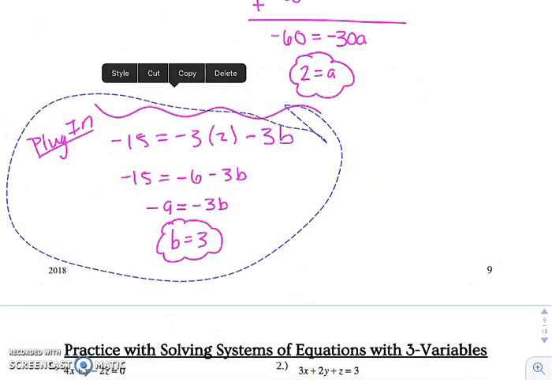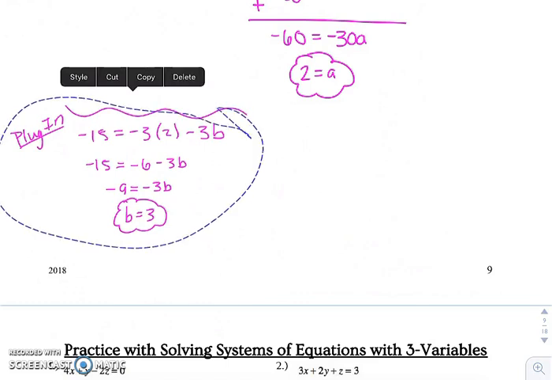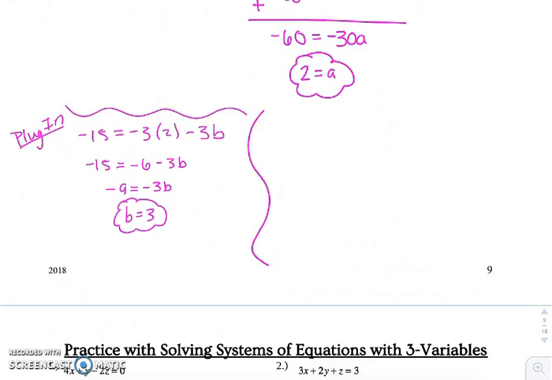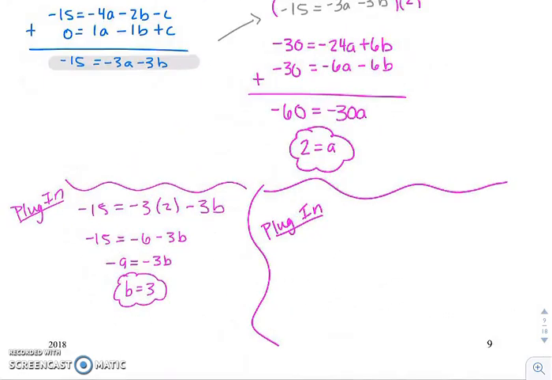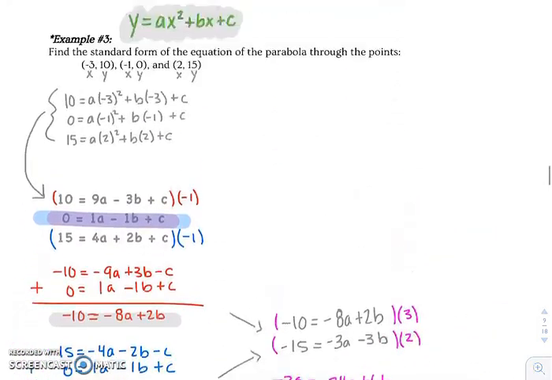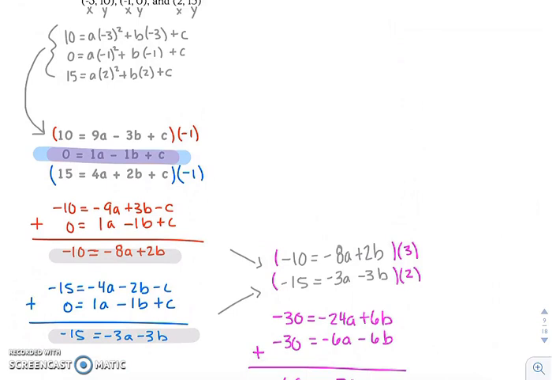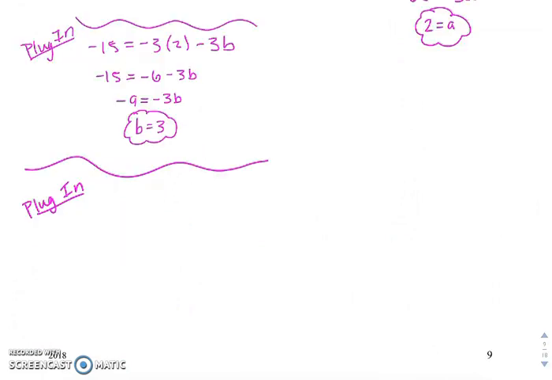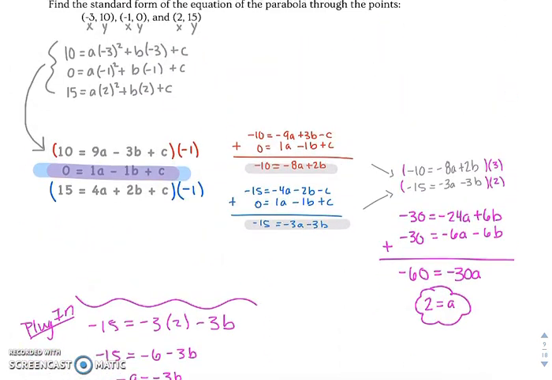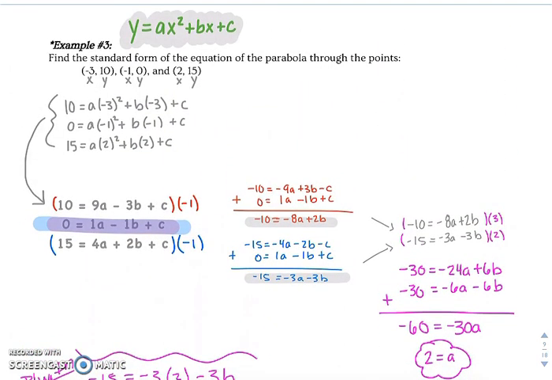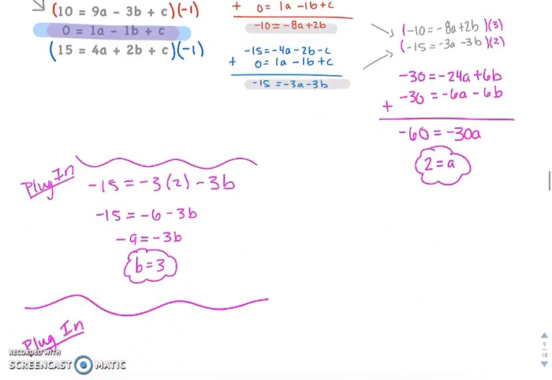I really ran out of room there. So one of your original equations, let's do, actually, give me 1 second. Okay, I just need to rearrange some things because I ran out of space. So let's just do one of your original equations. Let's do the one with the 0 in it because it's easier. So that 0 equals 1a minus 1b plus c.